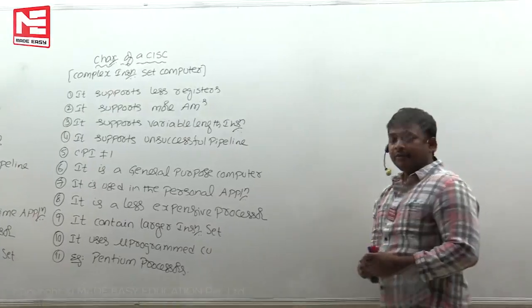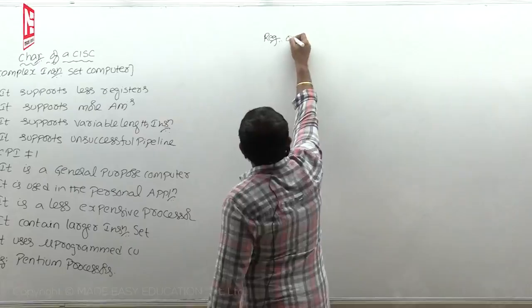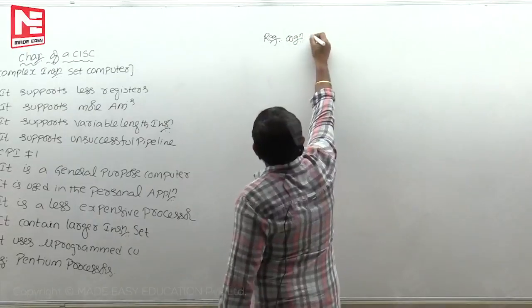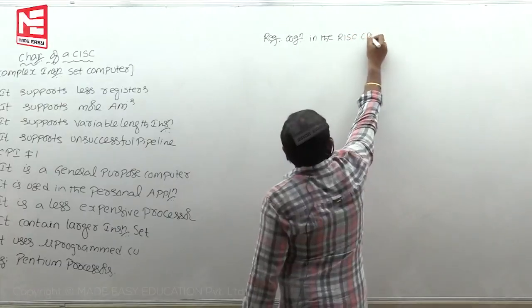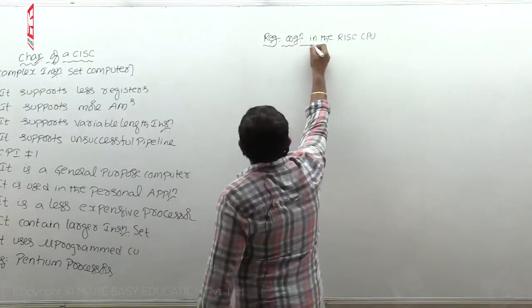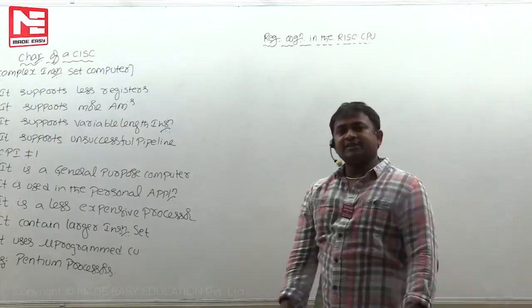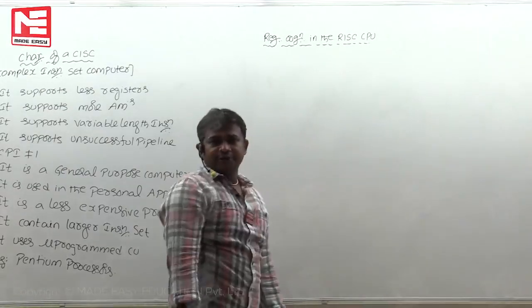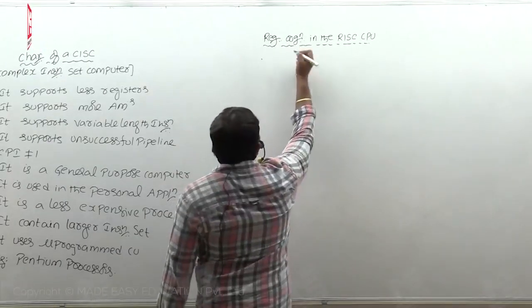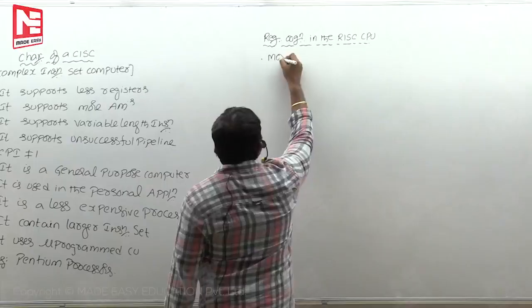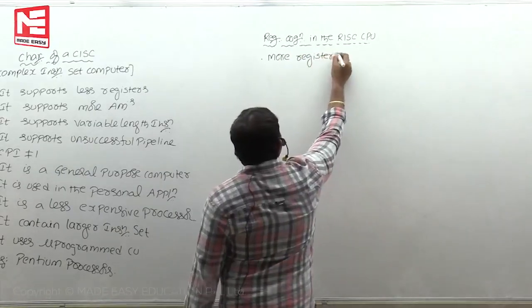Copy it. Now the next one is register organization in the RISC CPU. This we need to see. A RISC processor supports more registers. So how are the registers organized in the RISC computer? Okay. Now, the first point is that a RISC processor supports more registers.